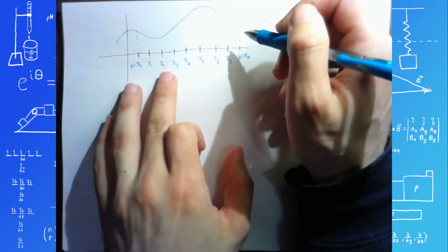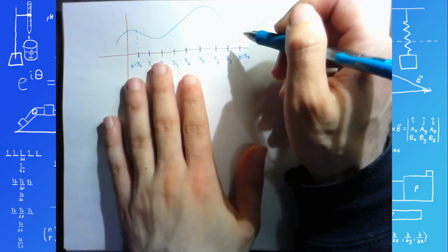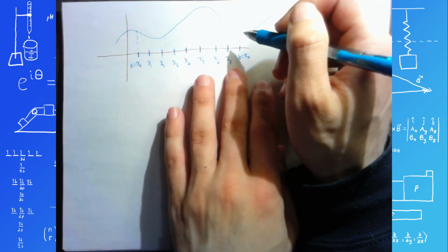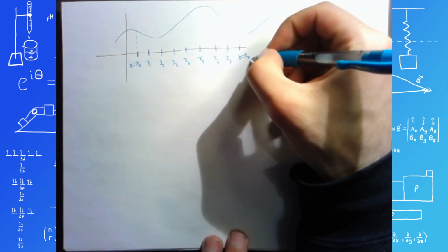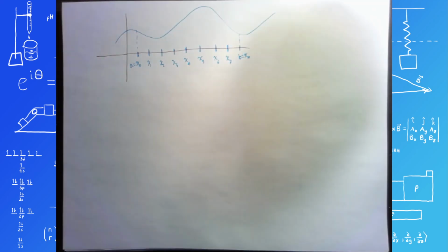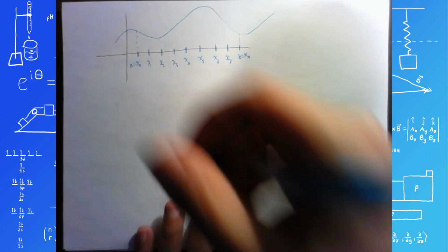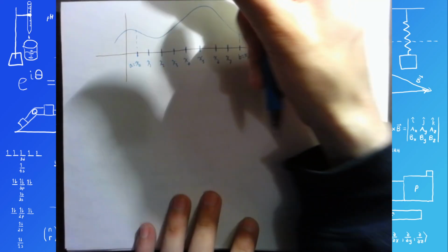0 to 1, 1 to 2, 2 to 3, 3 to 4, that's 4 of them. 4 to 5, 5 to 6, 6 to 7, and 7 to 8 over here would be the other 4. So we have an even number of subintervals.